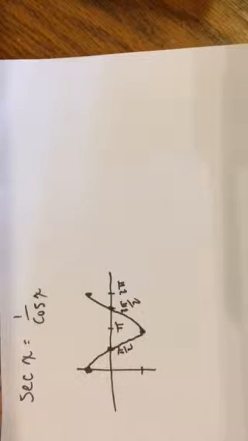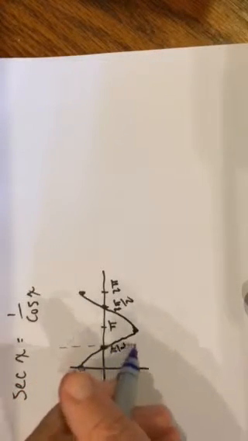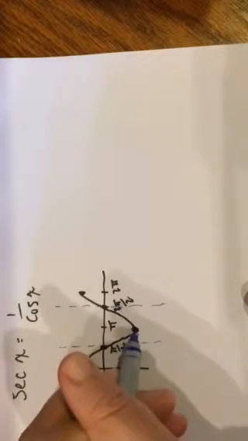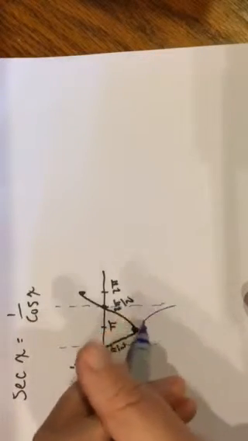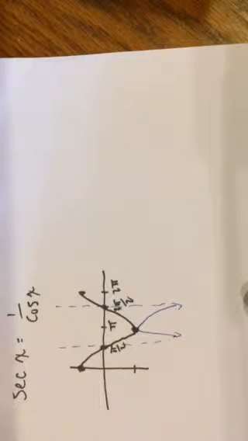Secant again is 1 over that, so every time it hits 0 is where I'm going to have a vertical asymptote. But if I look at this, I only kind of have 2 vertical asymptotes. I can guess from graphing the cosecant that this would look like this. But to get a full graph of secant, I probably want to draw it out a little bit more so I can get both parts.